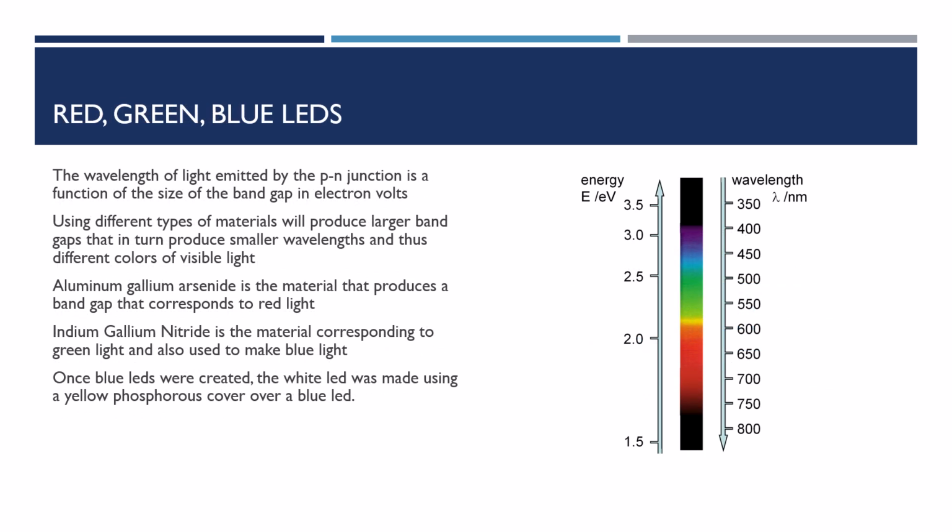Now the wavelength of light emitted by the p-n junction is a direct function of the size of the band gap, or the energy loss by the electron bridging this band gap, which can be expressed in electron volts. We can use different types of materials to produce larger band gaps, which will in turn produce smaller wavelengths or different colors of visible light.